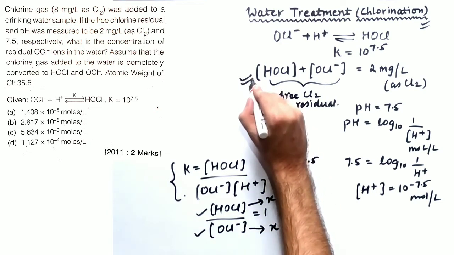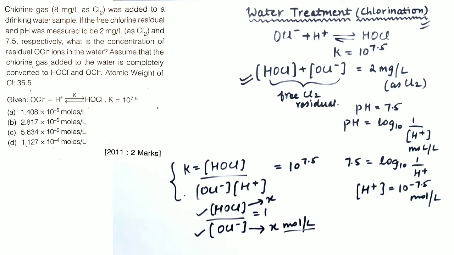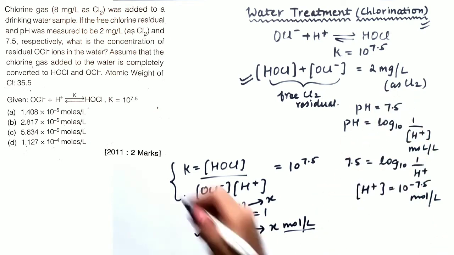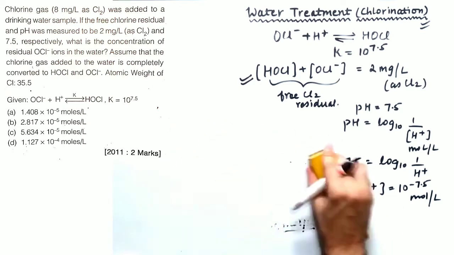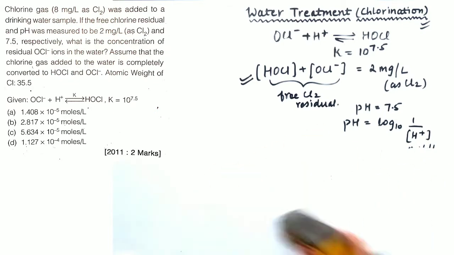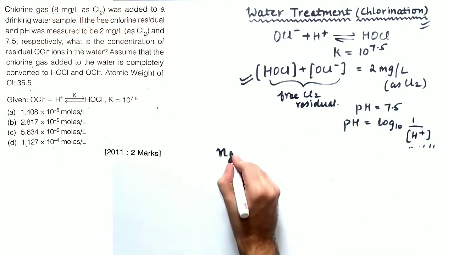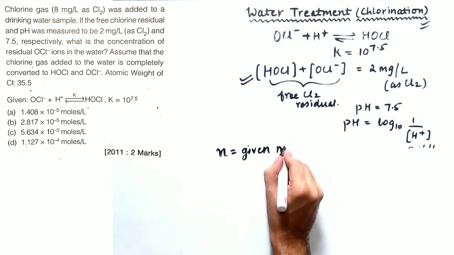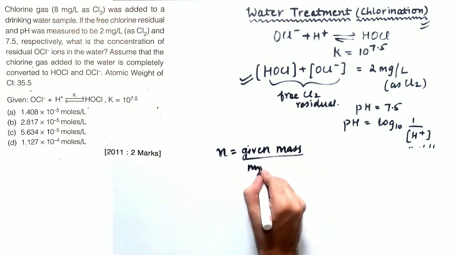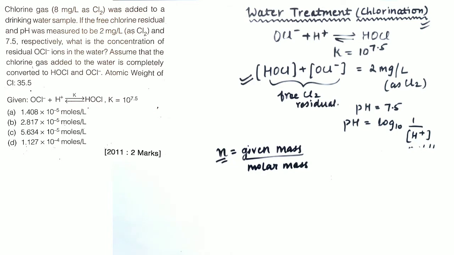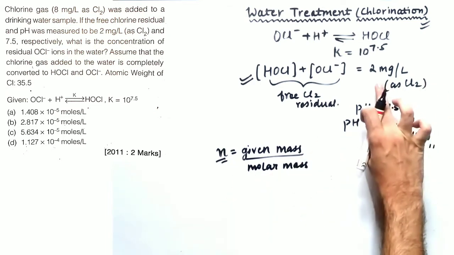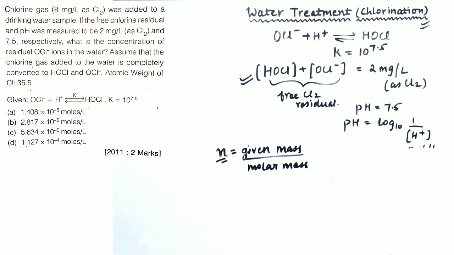Now the sum of the concentrations of both HOCl and OCl negative is equal to 2 milligram per liter. This is in milligram per liter, but it should be in moles per liter. So how can you convert mass into moles? You know one basic formula. The basic formula is: number of moles equals the given mass divided by the molar mass, or the molecular mass as we say. Now you have to find n, the number of moles. Per liter will remain per liter, but you have to convert this 2 milligram into moles.